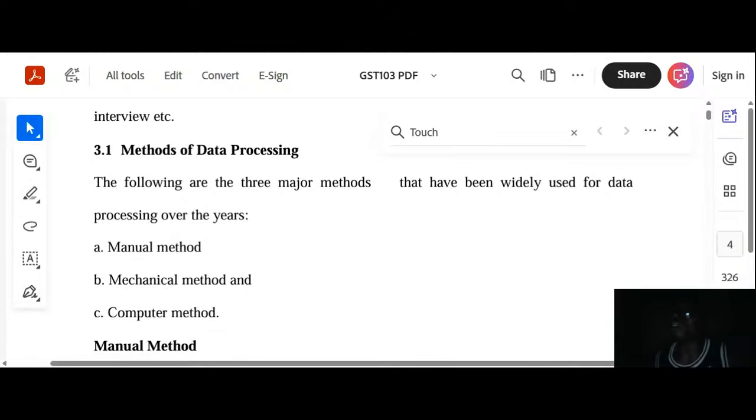While the computer method is basically using the computer to process data. So the manual and the mechanical, the only difference between them that we can say is that, well, first of all, in both of them human assistance is needed. You understand? But the manual is totally dependent on human energy, while in the mechanical method the machine will work, but it also depends on human to control it.